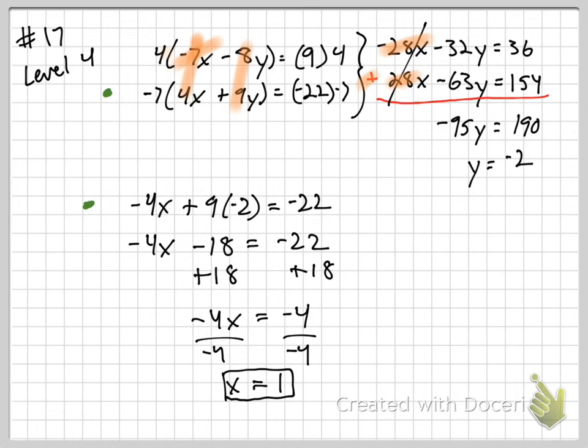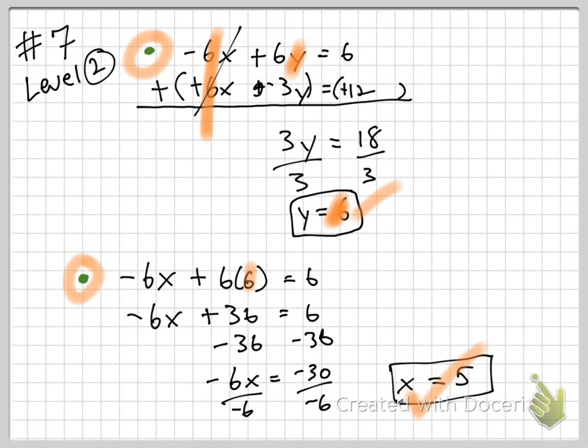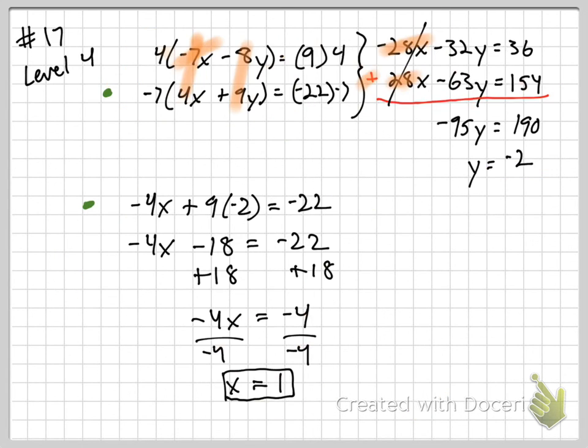You always want this coefficient and this coefficient to be opposites because addition is easier, as we learned from this problem. Subtracting negatives can get tricky sometimes. So these cancel. Sorry, by distribution, you're going to find this expression. These cancel. These make 95. Adding these makes 190, and y equals negative 2.